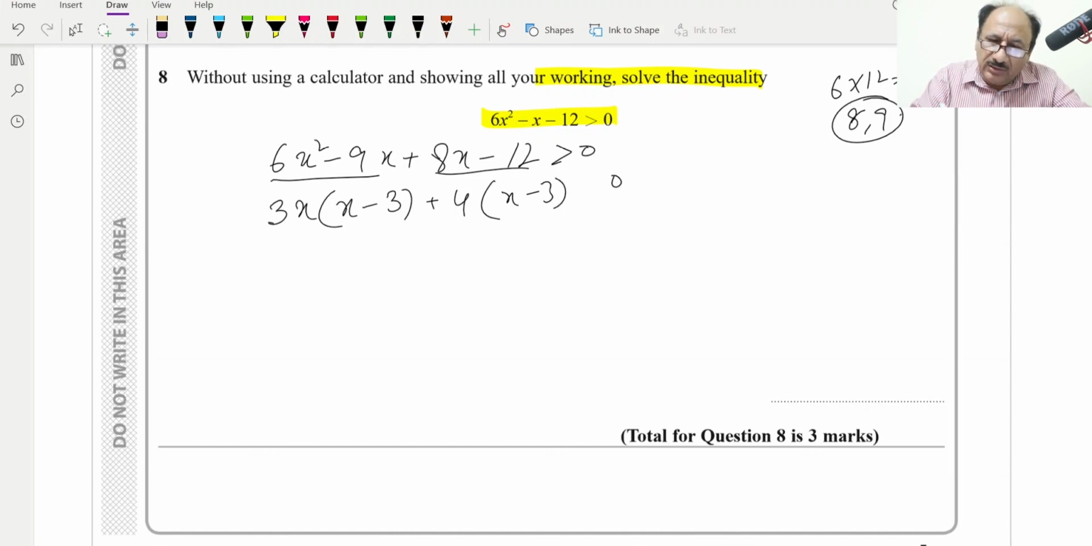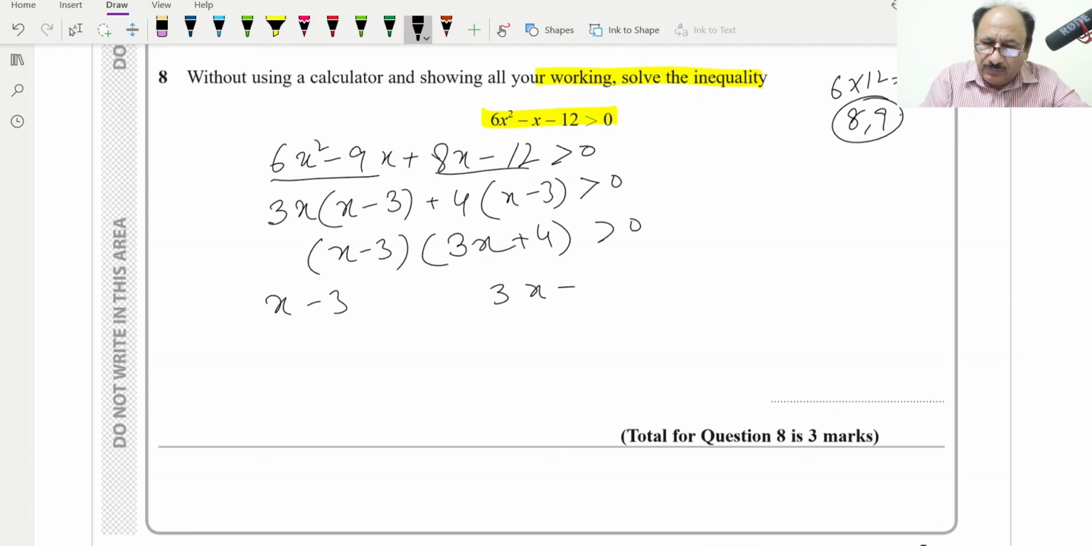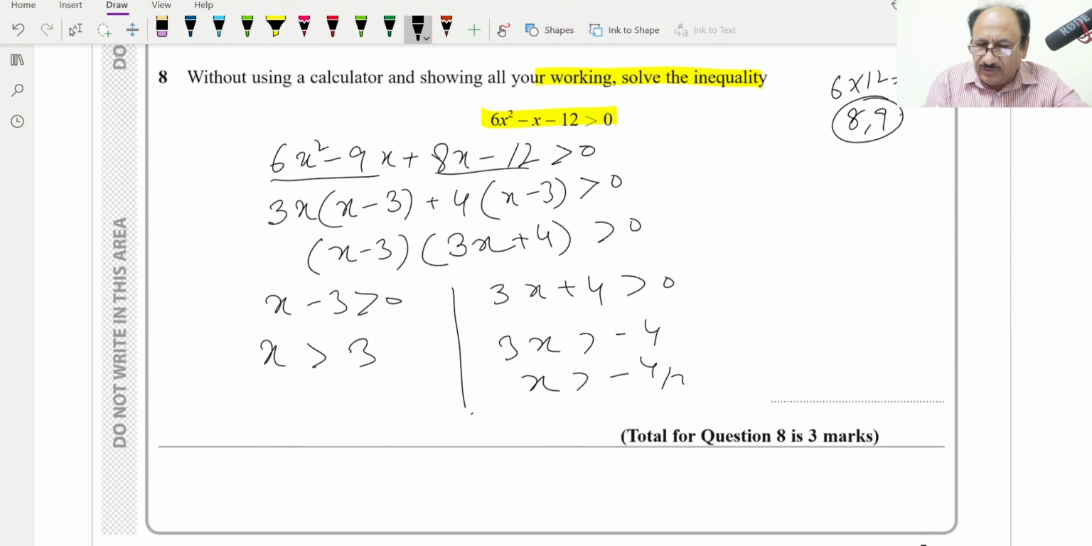Hopefully you are understanding each and everything. Now this and this are the same, so we can combine these two and write (x minus 3)(3x plus 4) is greater than 0. I will write this one and solve. So x is greater than 3 and 3x is greater than minus 4, x is greater than minus 4 by 3. Now what we will do, we will check for the inequality sign.